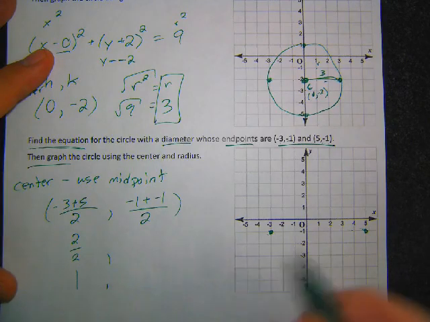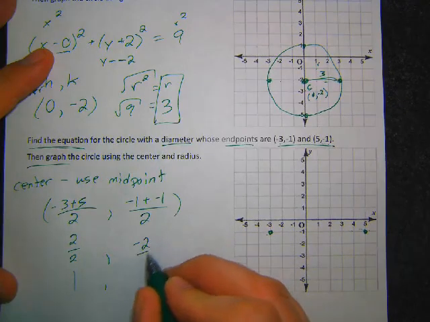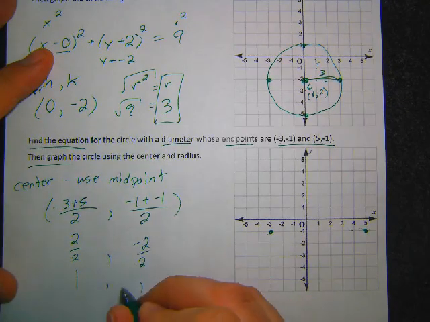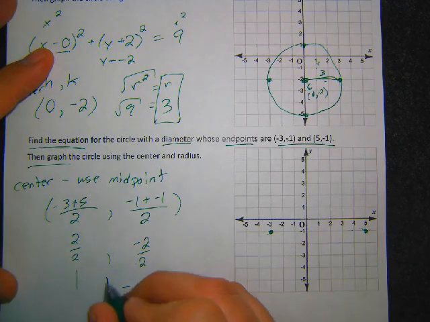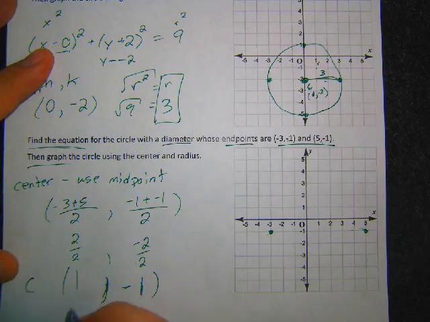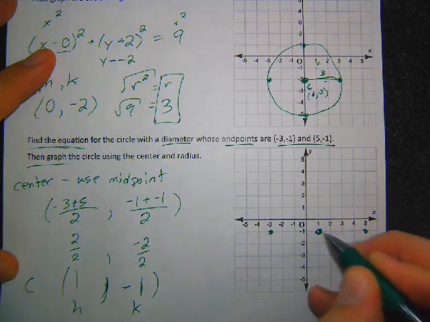And the next one, negative 1 plus negative 1 is negative 2 over 2. Then you take 2 divided by 2, you get 1, and a negative divided by a positive gives me a negative. So the center here is at 1, negative 1. That's our center. So h is 1, k is negative 1. So I go over to 1, negative 1, and that would be the center of the circle.